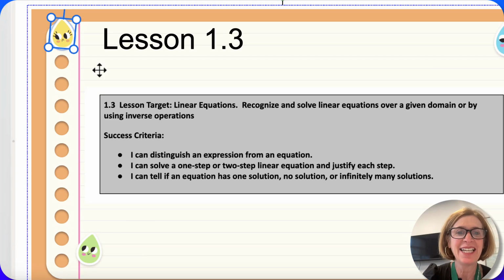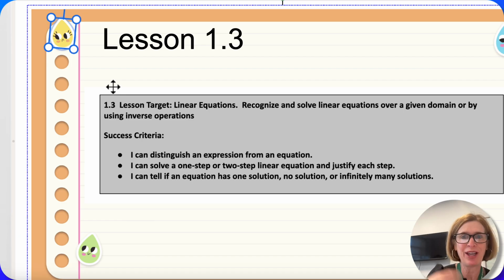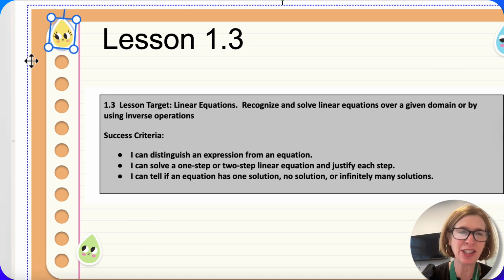So today we're going to be solving linear equations, and you're going to be able to, number one, tell the difference between an expression, which we've been talking about, and an equation. You're going to learn how to solve one and two step linear equations and justify your steps. And you're going to be able to tell if something has one solution, no solutions, or infinitely many solutions. So that's our goals today.